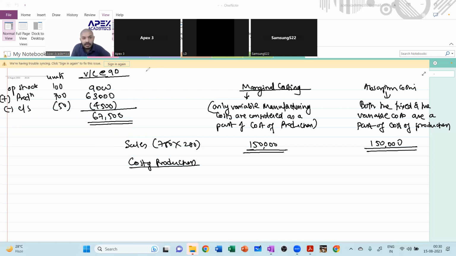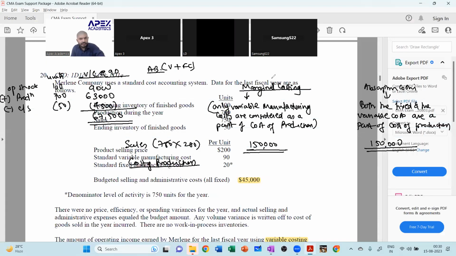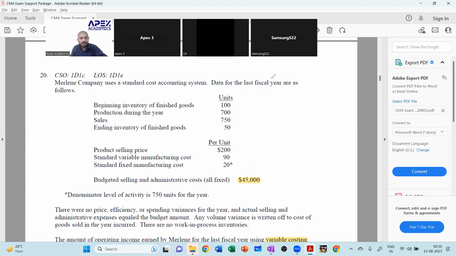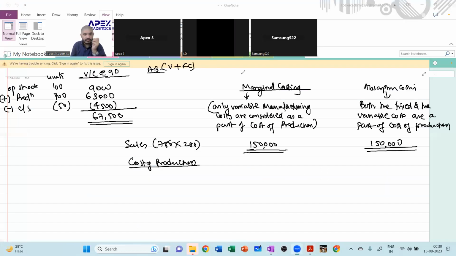67,500. Now, if I'm going as per absorption costing, here it will be variable plus fixed. I will take variable plus I will take fixed. Now, please understand the funda here. What is my standard fixed manufacturing cost? It is 20. But when it is put across how many? When it is put across 750 units. Please understand this. Do not be fooled.